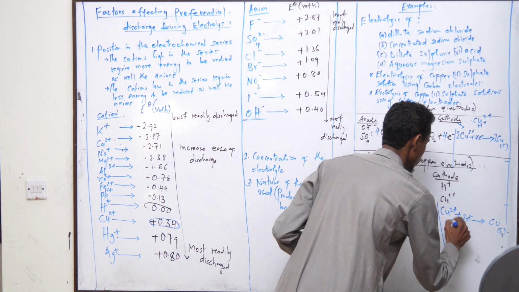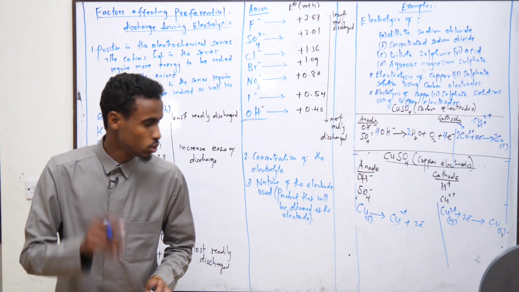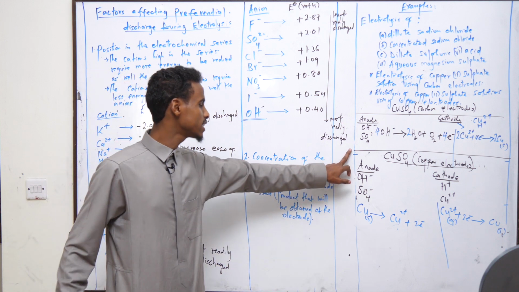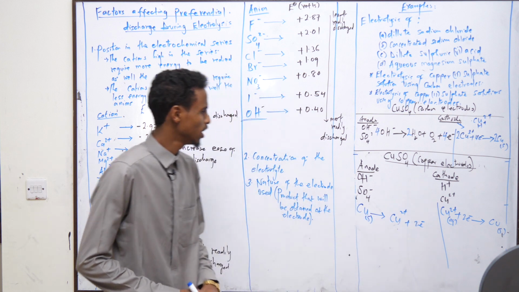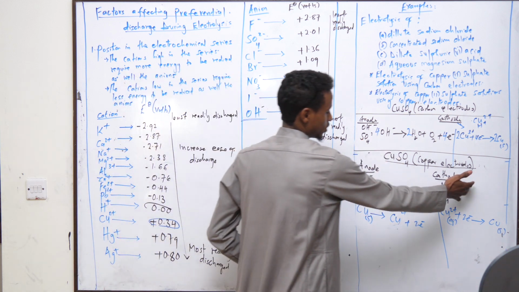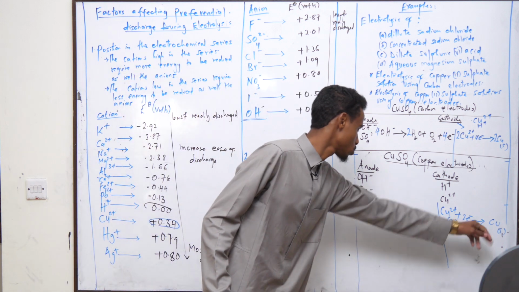This is aqueous. Now class, this is a very important thing that you need to understand. At the anode, we can see the copper solid undergoing oxidation to form copper 2 ions. On the other hand, at the cathode, copper 2 ions undergo reduction to form copper solid.